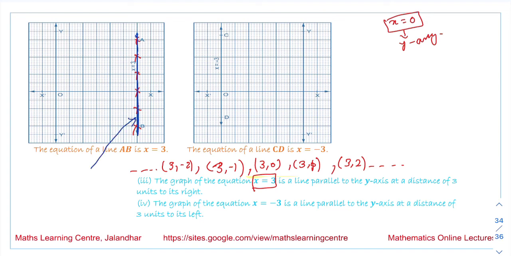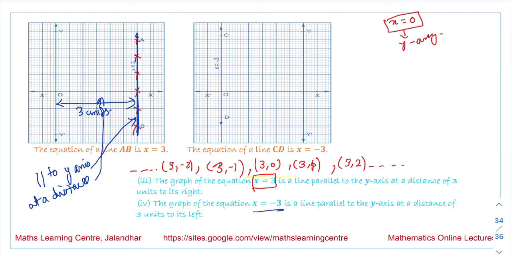So what kind of line are we getting? It is parallel to the y-axis at a distance of, how much distance is this? It is 3 units.